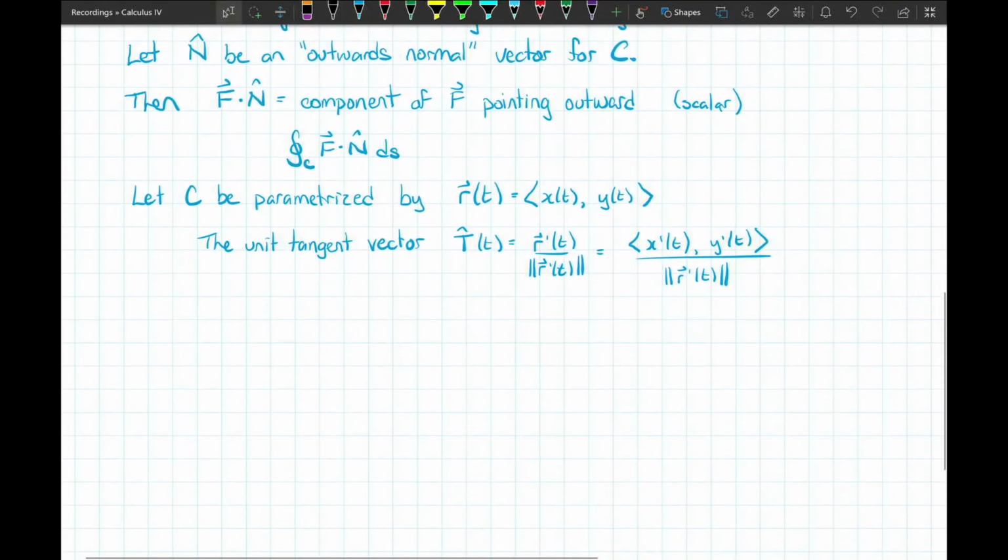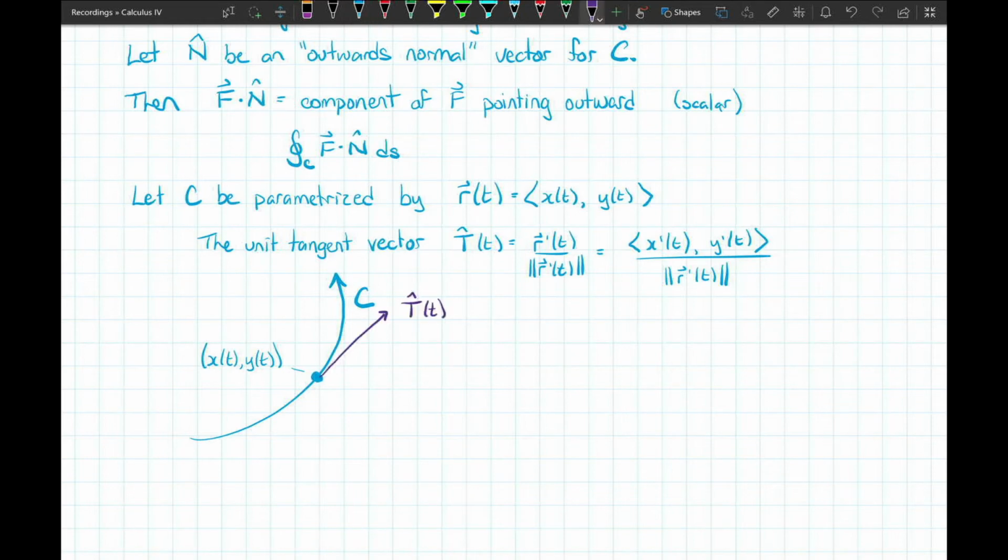It might be useful to draw a little bit of a picture here. We'll assume that C is going to be positively oriented, and we have a point here on the curve at x, y. Let's start by drawing the unit tangent vector. Our unit tangent vector T hat is going to be simply tangent to the curve pointing in the direction of travel. And now we want to have our unit normal vector pointing outwards. And we know that these two vectors are going to be perpendicular.